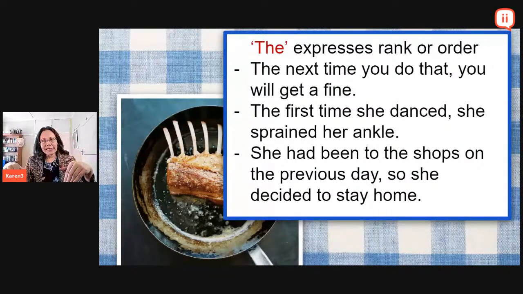I'm going to go quickly through this slide because I have gone through it before. So the expresses rank or order, the next time you do that, you'll get a fine. The first time she danced, the second time she danced, the 10th time she danced, she sprained her ankle, okay? She'd been to the shops on the previous day, okay? The previous day, the day before, okay? So she's decided to stay at home. You would also say the following day, the day after, etc. Okay, so that is what the ranking is for and the order.